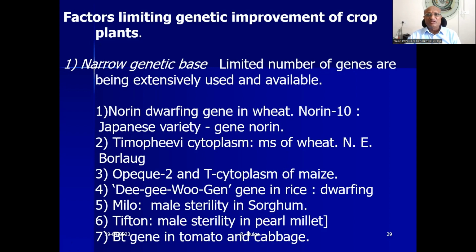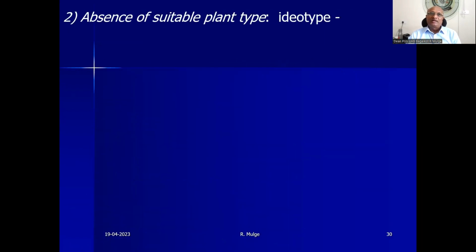What else? The genetic base overall. It is not just the one gene we are specific about. If the genetic base is wide rather than narrow, it is going to be advantageous. And in many cases, we are limited by the narrow genetic base in the croplands. So that is one.